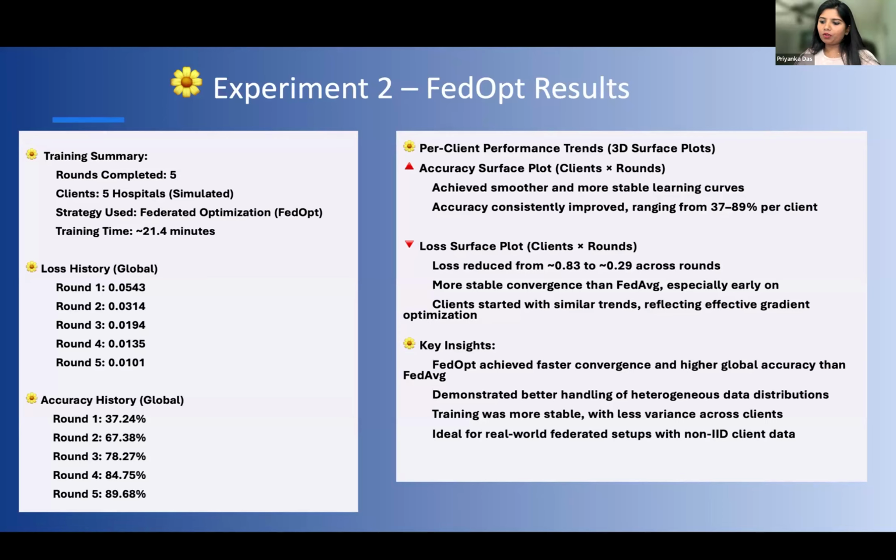The loss surface plot also shows a clear drop from around 0.83 to 0.29, and importantly, it was more stable across rounds. These trends suggest that FedOpt not only accelerated convergence but also maintains synchrony among clients, which is crucial when data is heterogeneous.